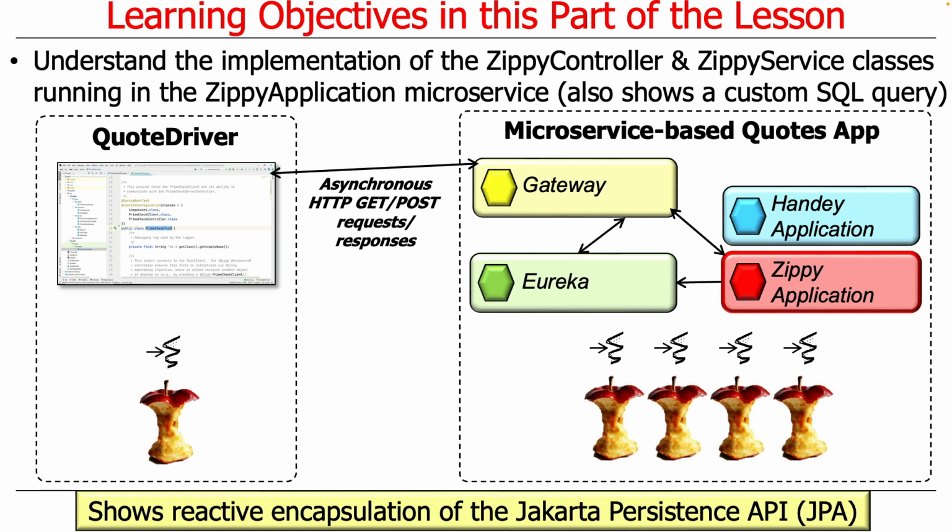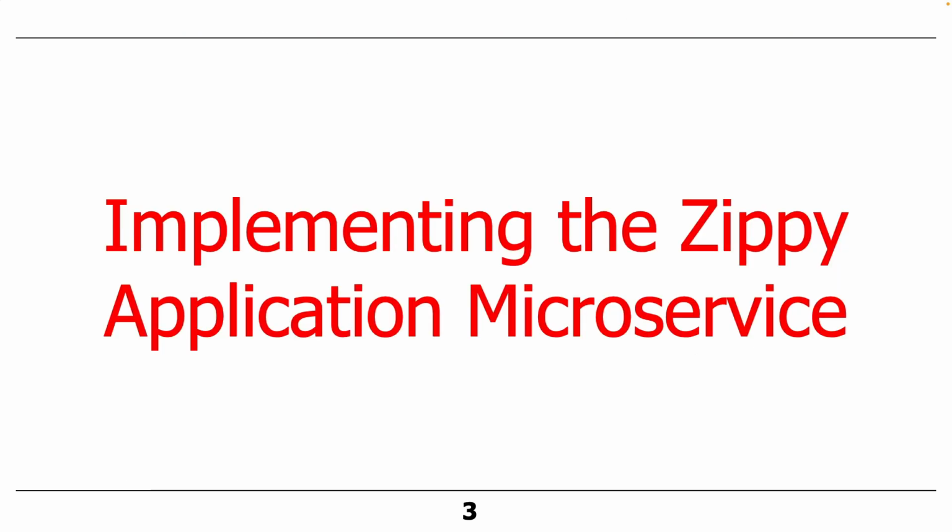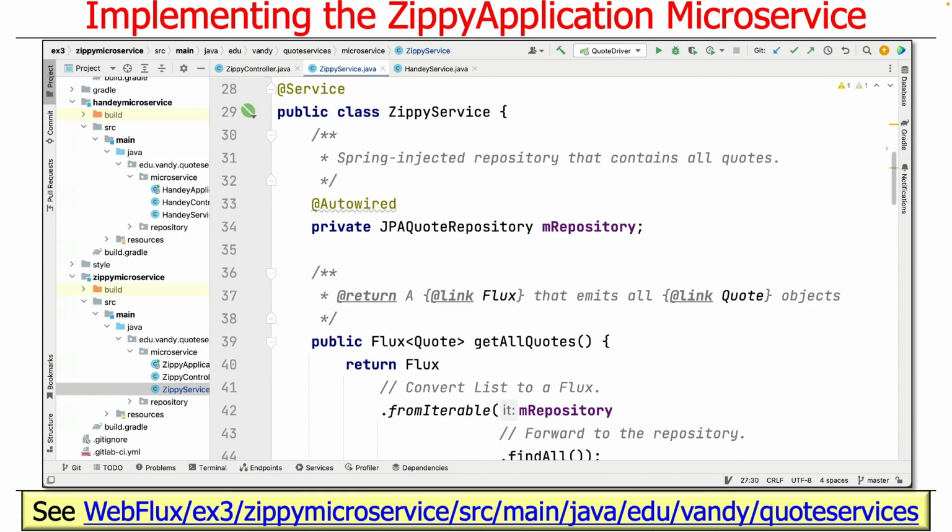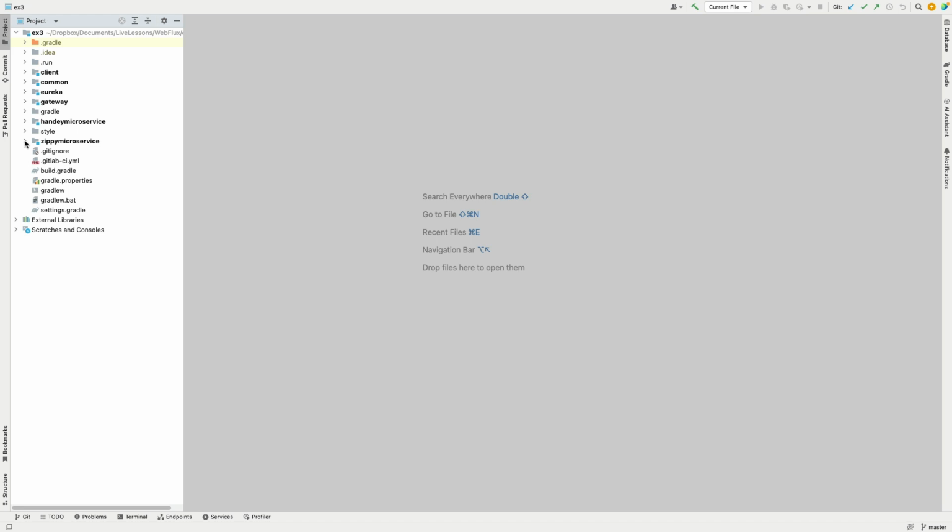So it looks reactive from a client's point of view, but the implementation leverages the more traditional way of doing things with the JPA. And you can find this in the EX3 project in my WebFlux folder, in my live lessons GitHub repository, and this is all nestled way down in some files that are found at the end of a long path. So here we are in project EX3. Let's go look at Zippy Microservice.